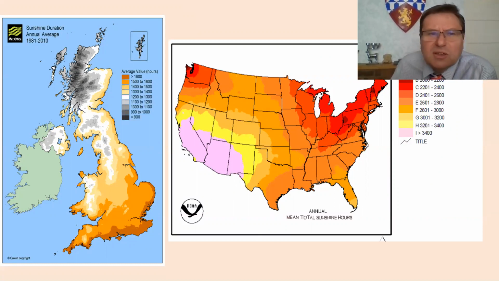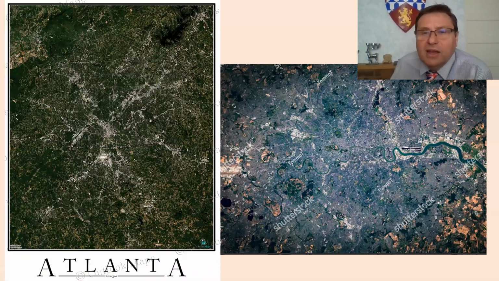And which one's going to be nicest to live in then? Maybe you like sunshine, maybe you don't like sunshine. That's going to impact on whether or not you want to live in one city or the other. Now, finally, look at these two pictures. These are satellite images or aerial photographs, one of Atlanta and one of London.